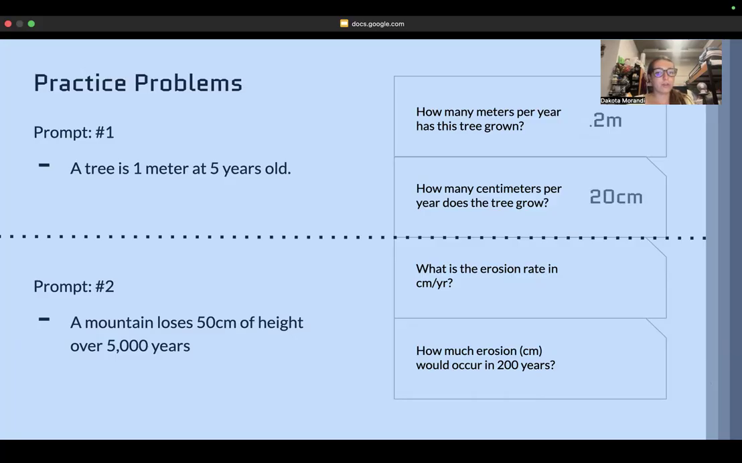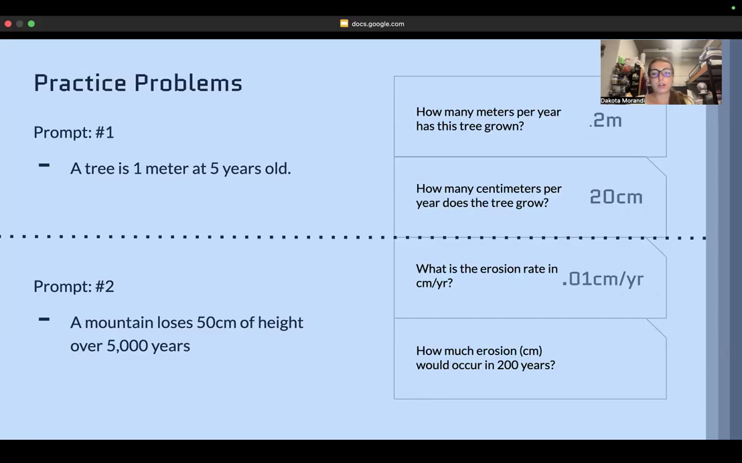Okay, prompt two. A mountain loses 50 centimeters of height over 5,000 years. So this is a sort of erosion question. We're trying to find the rate of erosion in centimeters per year. So that's question one. For this one, you would do, again, the distance over time. So 50 centimeters over 5,000 years, which is equal to 0.01 centimeter per year. So your rate of erosion for this mountain is 0.01 centimeters per year.